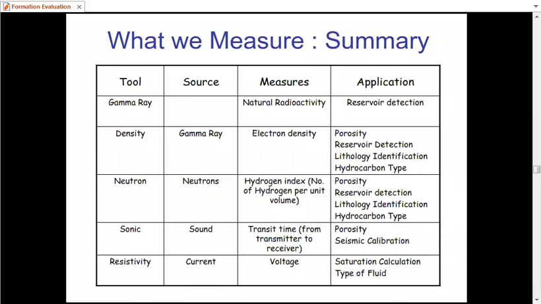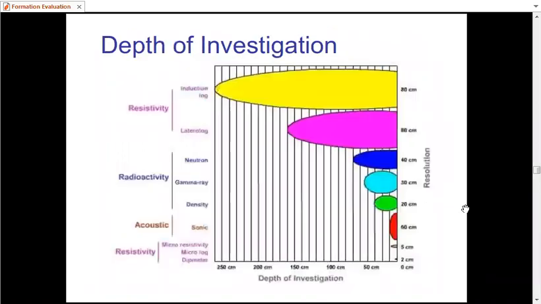The last tool in open hole logs, and it's very common and wide range, is the resistivity tool. Resistivity tool uses a current source and measures the voltage value, and is applicable in saturation calculation and to identify the type of fluid. And also resistivity tools nowadays can measure in open hole and cased hole with different tool configurations and different specifications, but with the same theory of resistivity tool measurement.